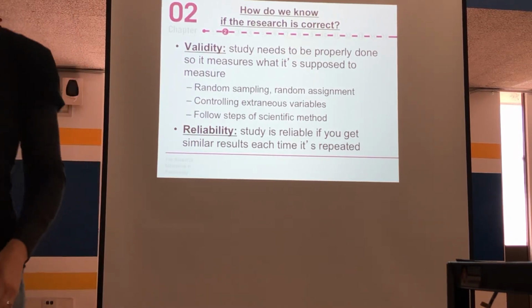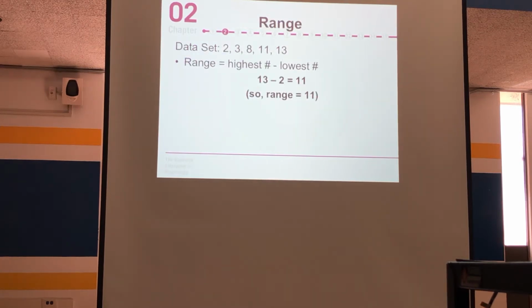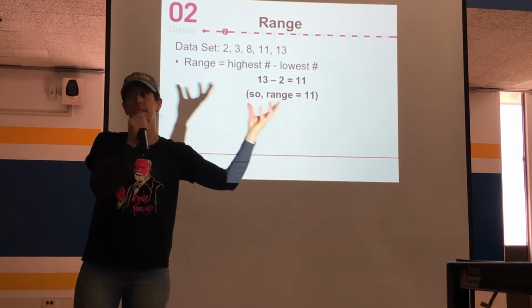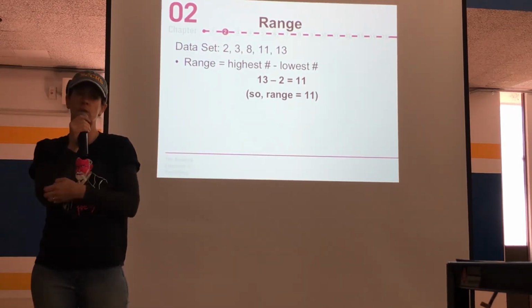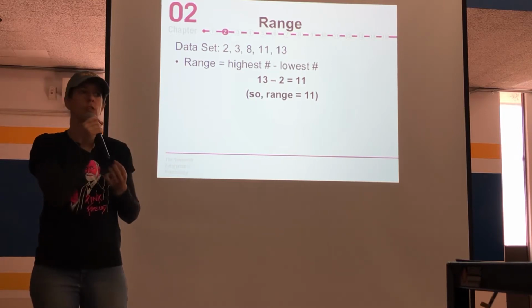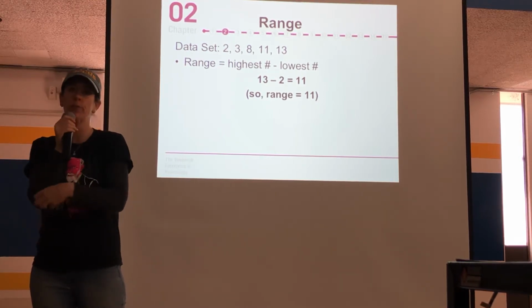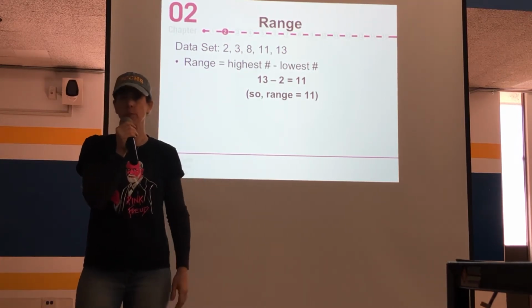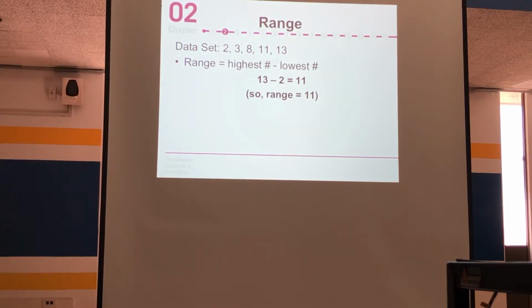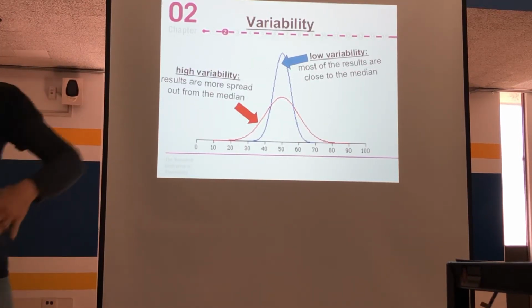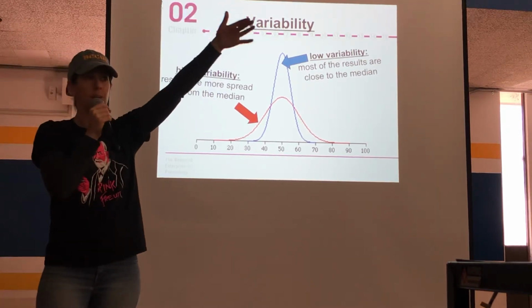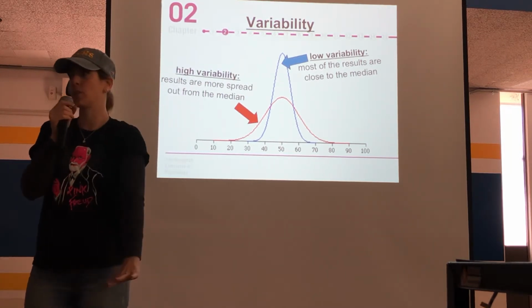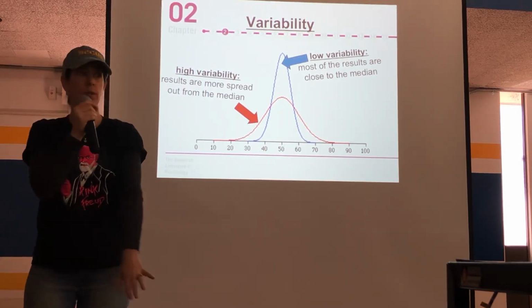Clear? Good. The range. So you have a data set, you take the highest number minus the lowest number. So listen to the math language. You subtract the lowest number from the highest number. You subtract 2 from 10. And that's the range. That's easy. Variability, again, if you have a high range, you have high variability and you have high standard deviation. If you have a low range, you have low standard deviation and low variability.